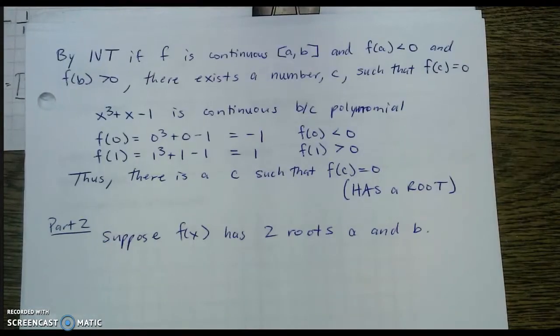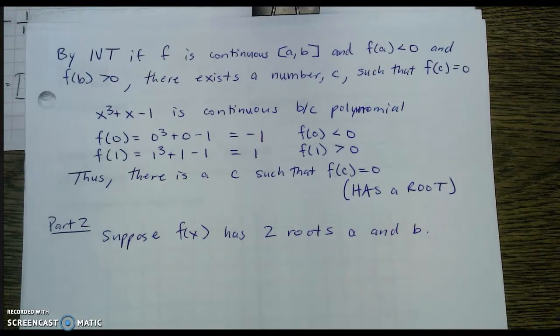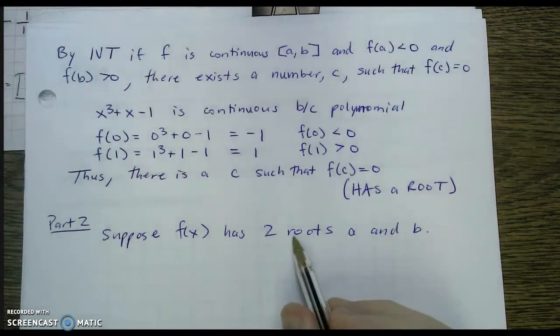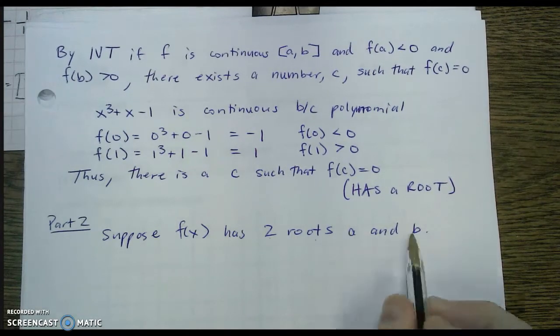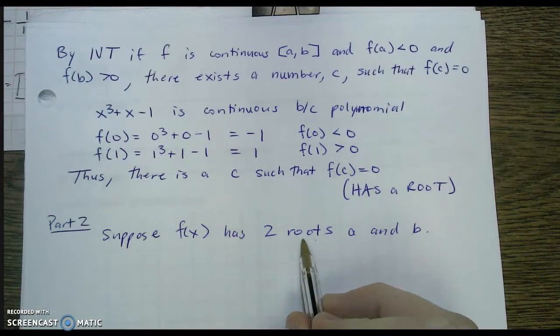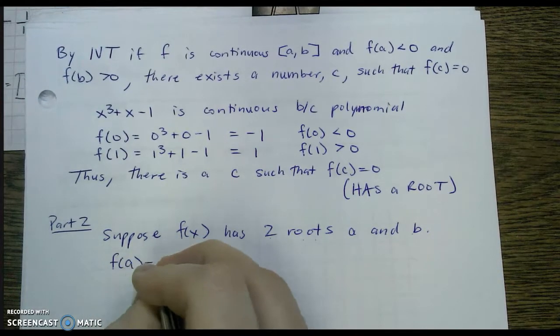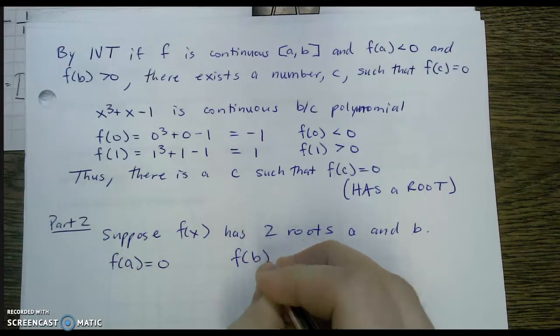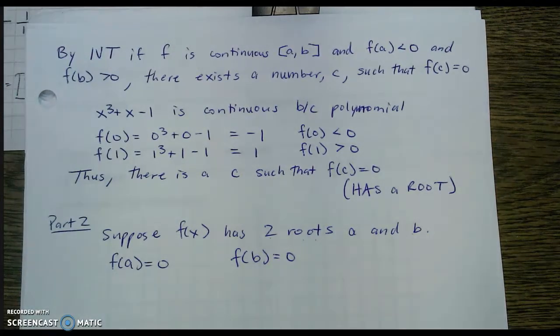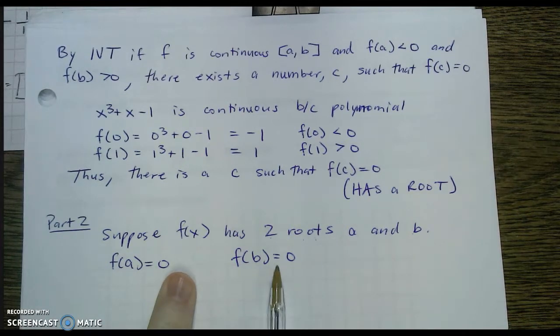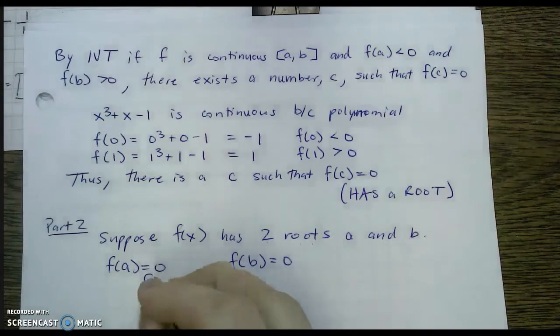If it has 2 roots, then a and b should equal 0, because a root means that it's crossing the x-axis. So that means f of a is 0 and f of b is 0. Let me say it again. If I'm saying that the function has 2 roots, a and b, then their y values must be 0, because that's what a root is. And so what I've just shown is that f of a equals f of b.